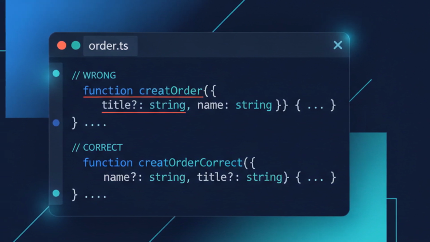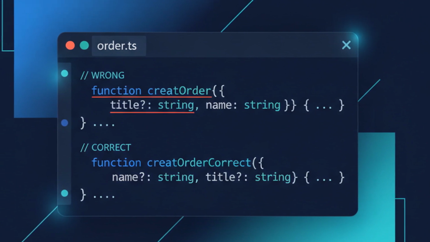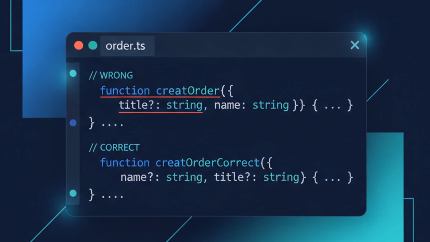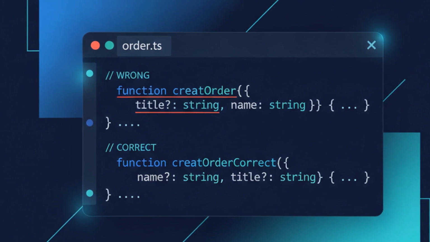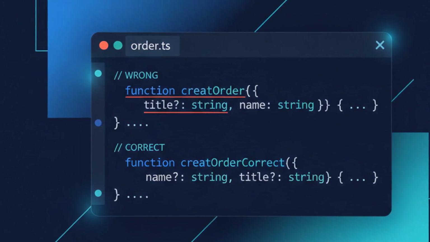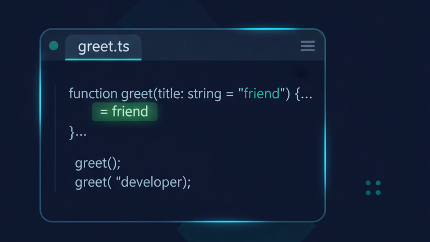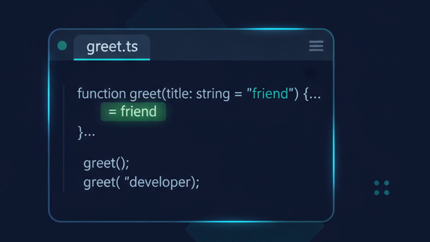Think about why. If the first argument could be skipped, TypeScript wouldn't know which value belongs to which parameter. So the rule is simple. Required first, optional last. Optional parameters are great, but often we want a sensible fallback instead of undefined. That's what default parameters do. We use an equals sign and give the parameter a value to use when none is provided.